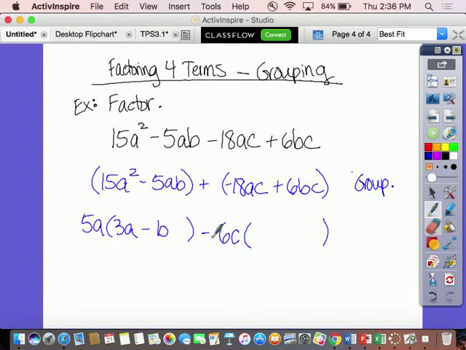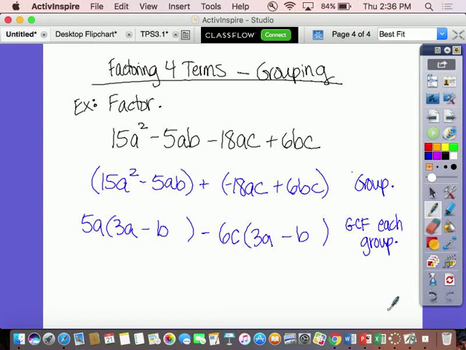All right. So, when I take out the GCF here, I'm left with 3A. And when I take out a negative 6C here, I'm left with negative B. So we'll take out the GCF of each group. Now, what do you notice about our two groups now? Good. They both have 3A minus B.